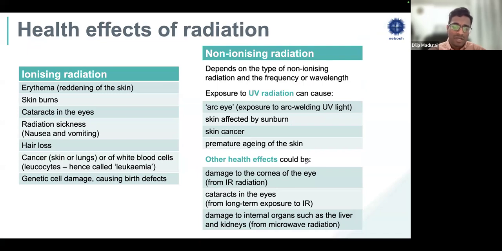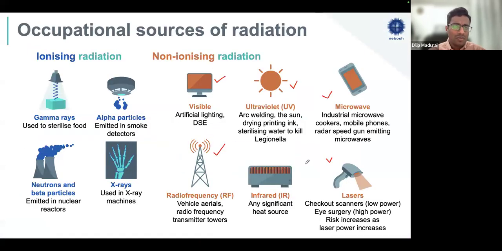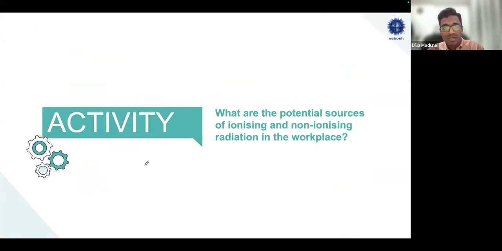Now, before that, let's look at the occupational sources. For ionizing radiation, gamma rays are used to sterilize food. Alpha particles are used in smoke detectors. Inside the smoke detector, there is a radioactive element, which is americium. Then nuclear power plants produce neutrons and beta particles, and X-rays are used in hospitals and airports, in X-ray machines. And then non-ionizing radiation will be coming later.